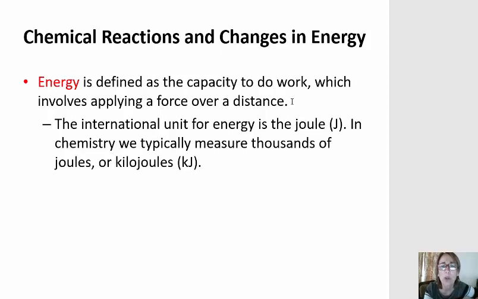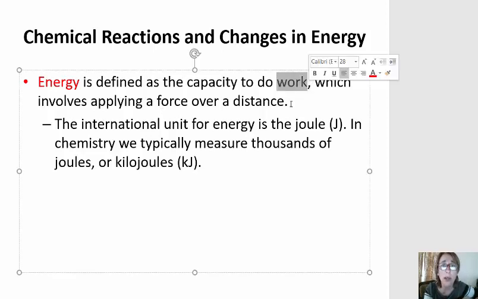Now, at this level of chemistry, we're not really going to use work as our definition of energy. We'll look at other classifications of energy. But before we talk about that, let's look at the units of energy. The metric units of energy are joules, symbolized by capital J, and chemists often use kilojoules to describe the amount of energy flow in a chemical reaction.